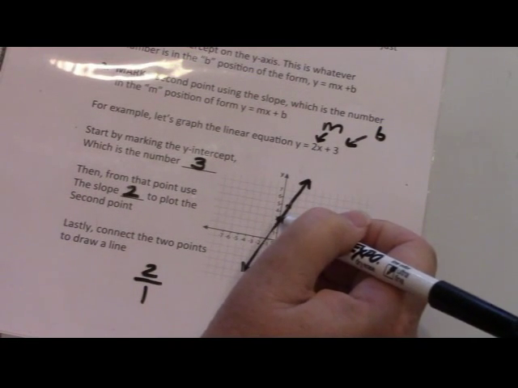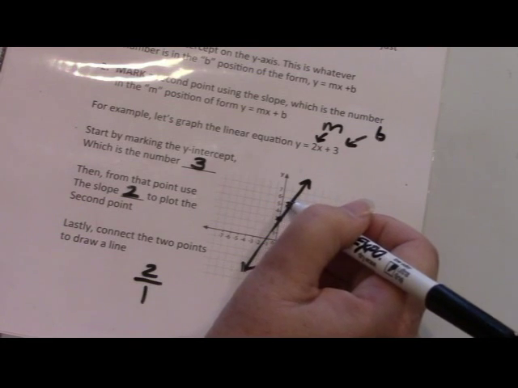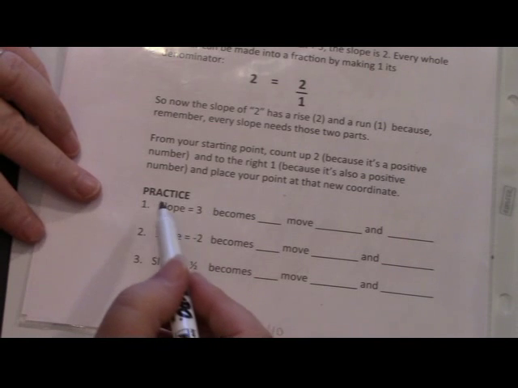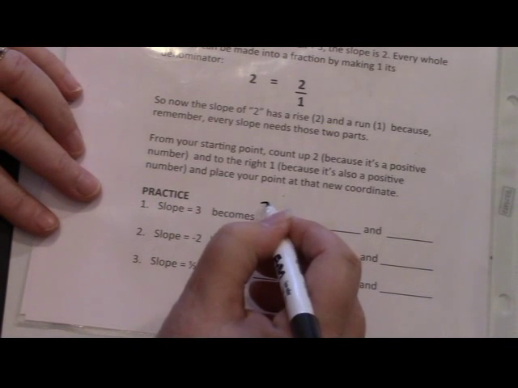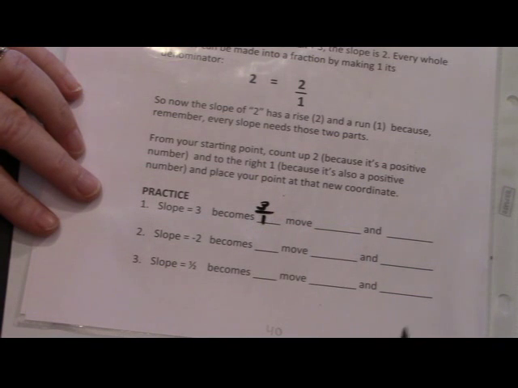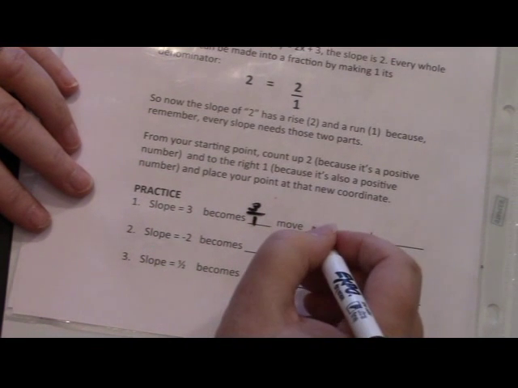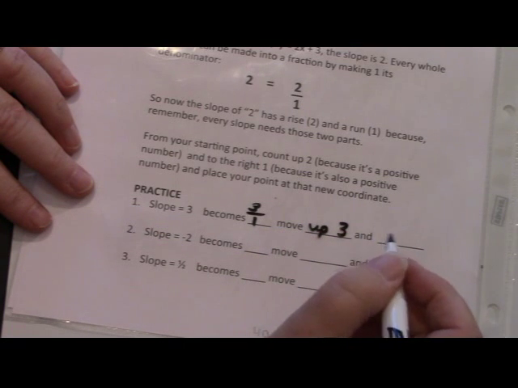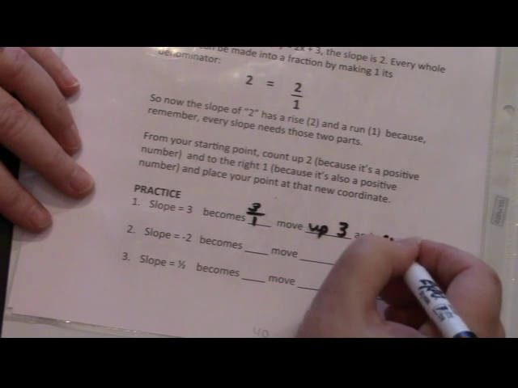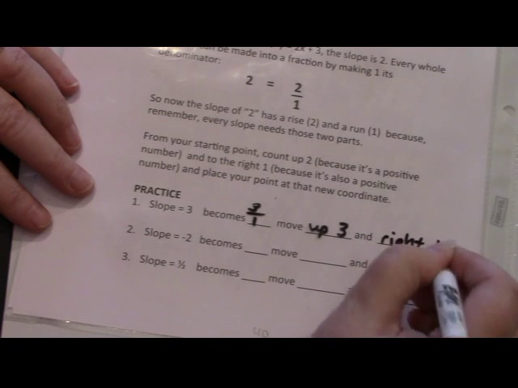From this point, I went up 2 and to the right 1. At the bottom of page 40, let's do some practicing. Slope 3 becomes what? It becomes 3 over 1. What are you going to do first? You're going to move up 3, and then what? You're going to move to the right 1.